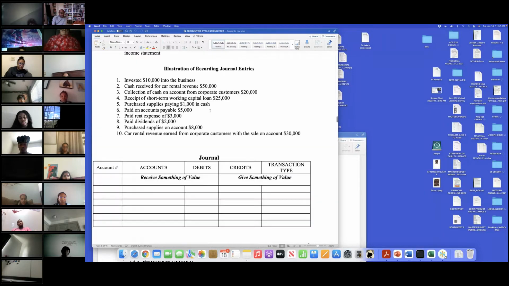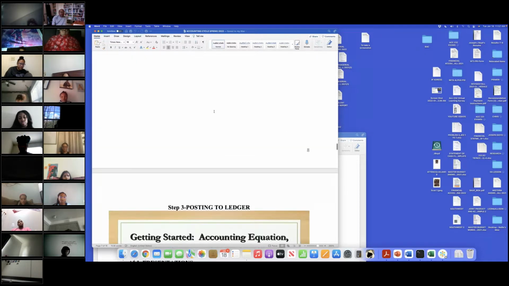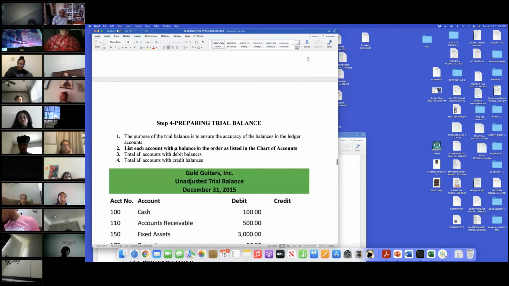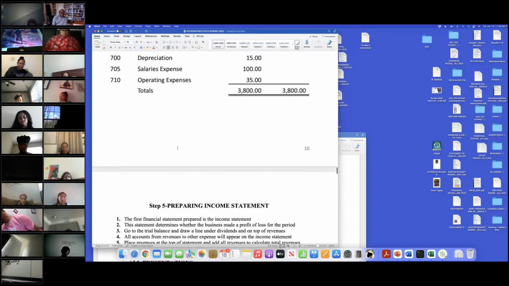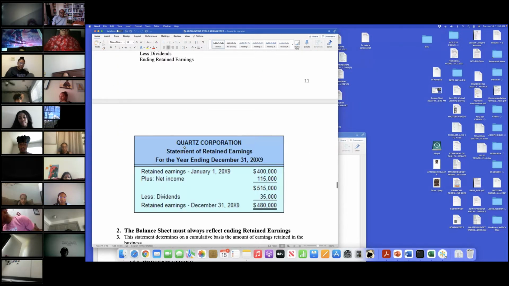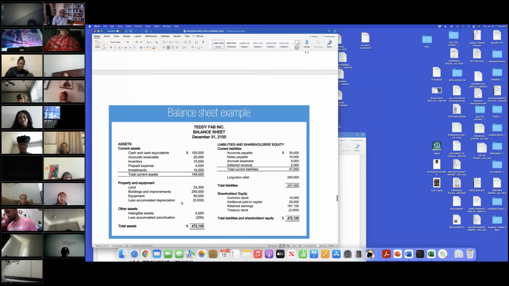We had an illustrated problem. Then we had the ledger where you would post. If an item was a debit in the journal entry, it was a debit in the ledger. If it was a credit in the journal entry, it was a credit. So that was our next step. Then we prepared the trial balance. Then we prepare our little income statement. This is a simpler one. Our statement of retained earnings, simpler one. Then our balance sheet, and it can look various ways.